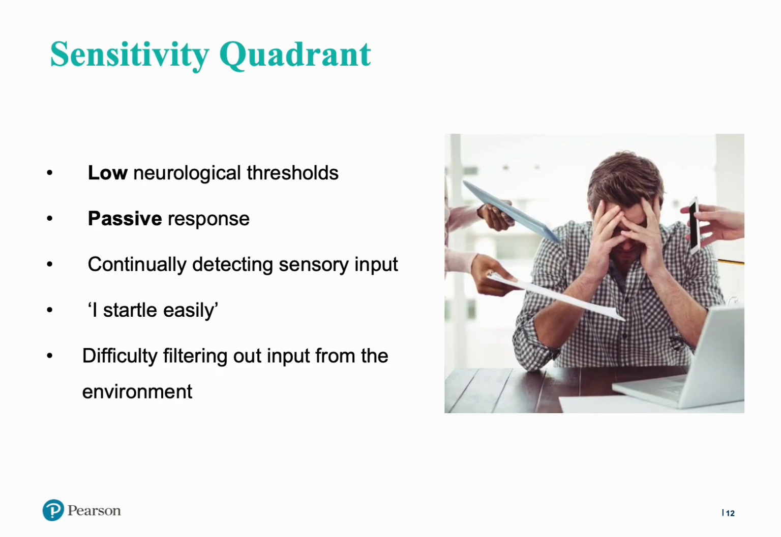Within the sensitivity quadrant, this represents low neurological thresholds. So again, going back to the cup, it's quite a small cup, and passive response represents again that behavioral response to stimuli. So they can be continually detecting sensory input. They tend to startle easily and find it quite difficult filtering out input from their environment.